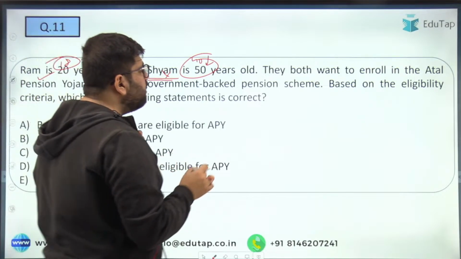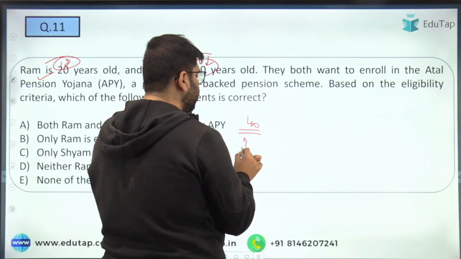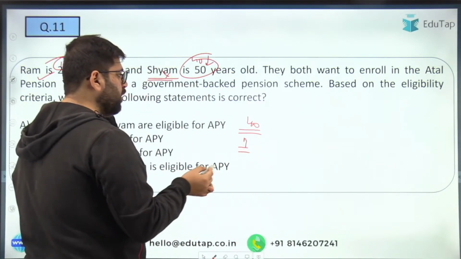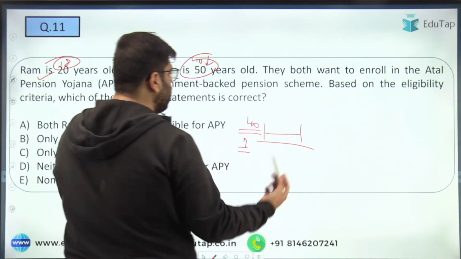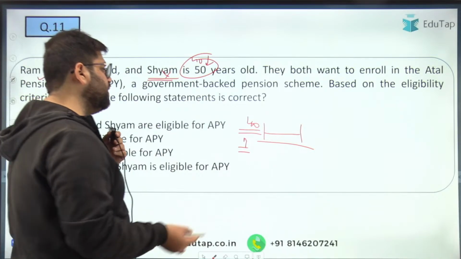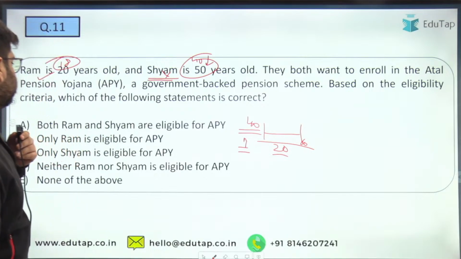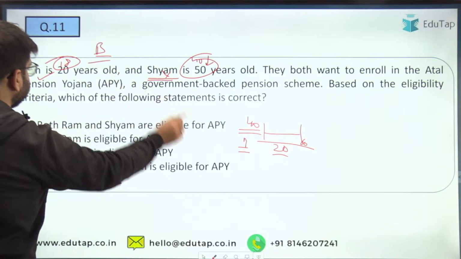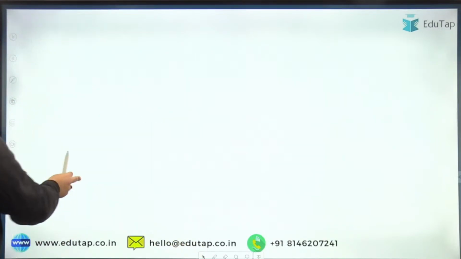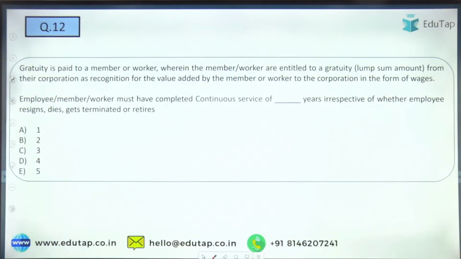Can somebody tell me, if Sham is 40, let's assume Sham is trying to get himself enrolled in Atal Pension Yojana, what is the minimum number of years he will have to contribute so that his pension can start? Definitely the answer will be 20, because at 60 only the pension will start, right? So the correct answer over here will be only Ram is eligible for APY. So the correct answer will be option number B. Okay. Moving forward. Question number 12 now. Gratuity.